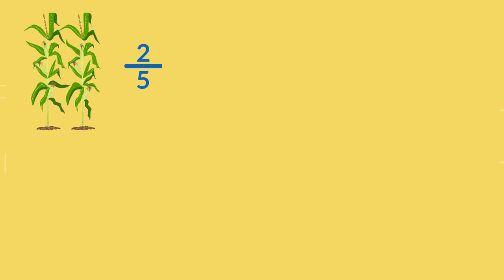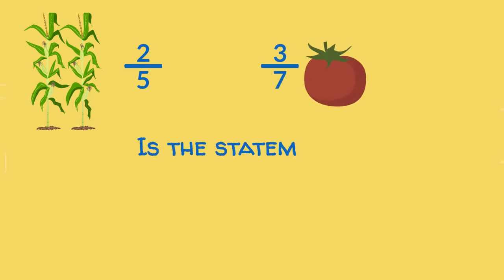Try this one. 2/5 of a field is planted with corn. 3/7 is planted with tomatoes. Is the statement 2/5 is greater than 3/7 true?